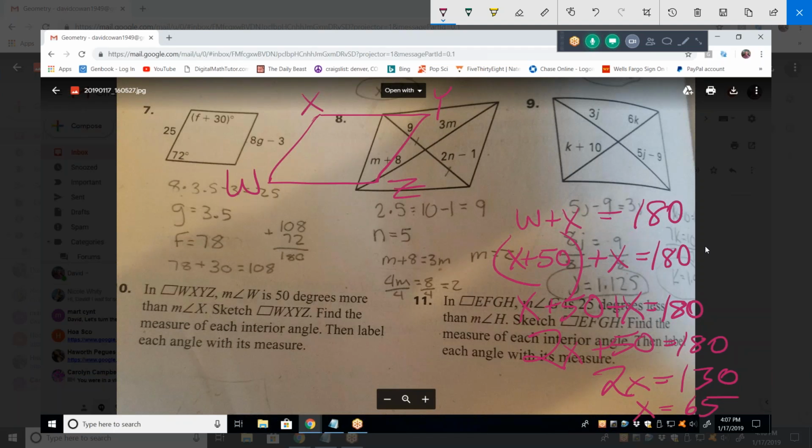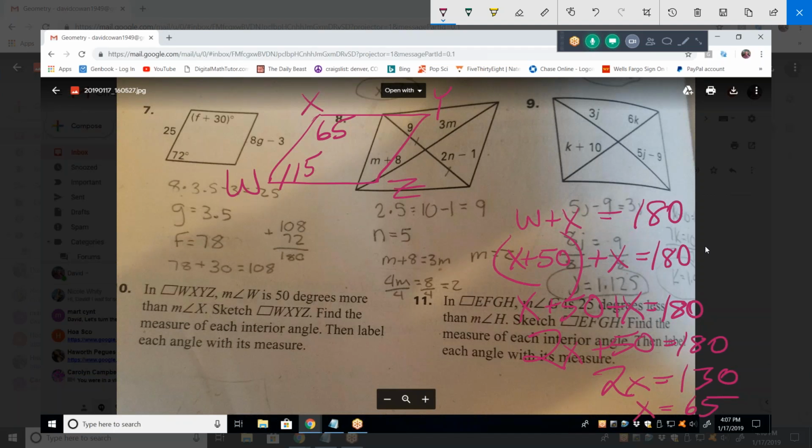Okay, so let's go back up to this figure I drew. X equals 65. What's W? Is 50. W is 50 degrees more than X. If X is, we just solved for X, it's 65. What's W? 115. Okay. Now, you can tell right away I haven't drawn the parallelogram correctly, right?